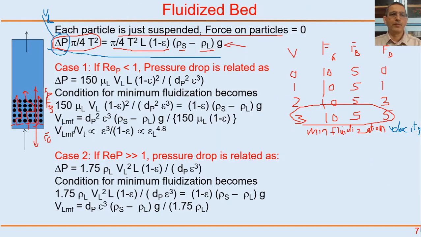Put that here. Put this expression here. Delta P is 150 mu L VL L (1 minus epsilon) square over dP square epsilon cube. Put this here and rearrange to get VL. That VL we will call the minimum fluidization velocity. You will find this expression. Derive it for yourself.